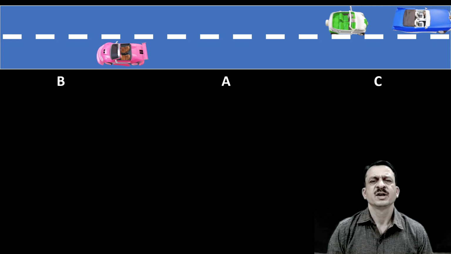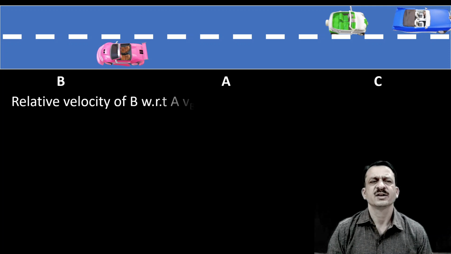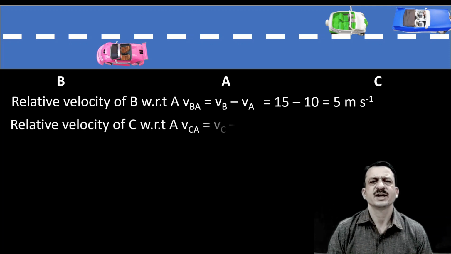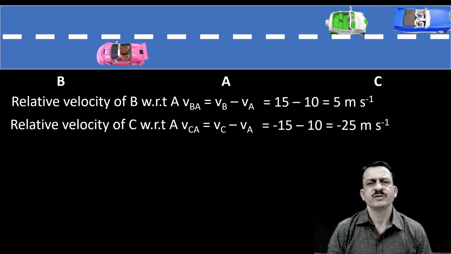Now the car B has an accelerated motion. That acceleration we are going to calculate. The relative velocity of car B with respect to A is Vb minus Va, that is 15 minus 10, it is 5 meter per second. Similarly, the relative velocity of car C with respect to A is Vc minus Va. Now Vc is minus 15, Va is minus 10, therefore it is minus 25 meter per second. Why is it minus? Because car C is moving in the opposite direction.